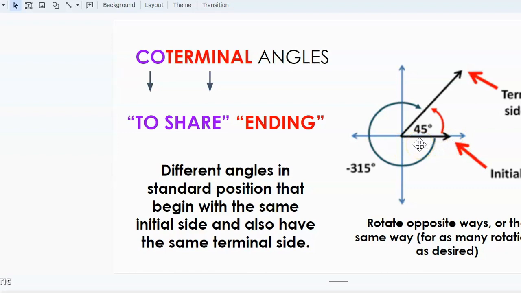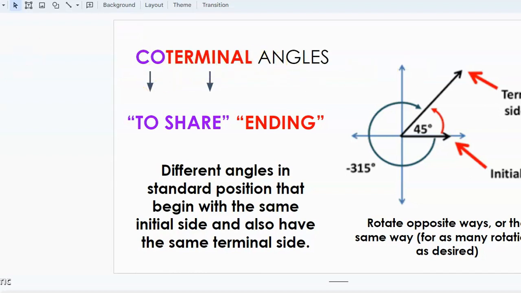But then this one, you'll notice that 45 rotates up, negative 315 degrees rotates down. Now here's the thing. You could rotate as many ways as you want. So I could just rotate once to get 45, but I could rotate again, and then I get my next angle after that. I could rotate a third time, a fourth time, so on and so forth. I could also rotate a negative time once, a negative time twice, and so on and so forth. As long as it ends at the same terminal side, we can say that those sets of angles are coterminal.